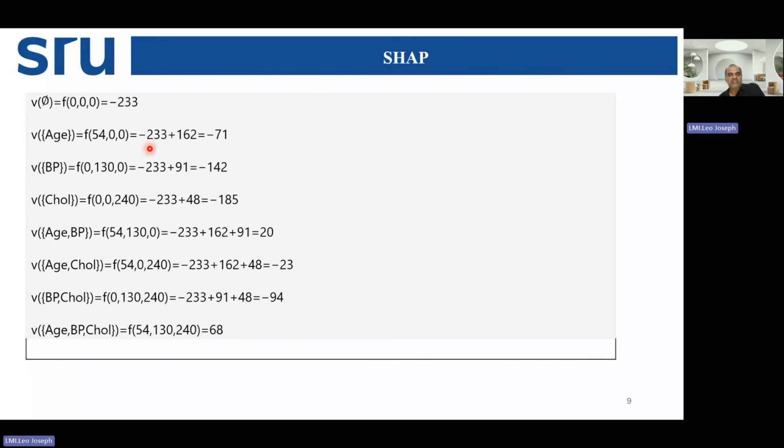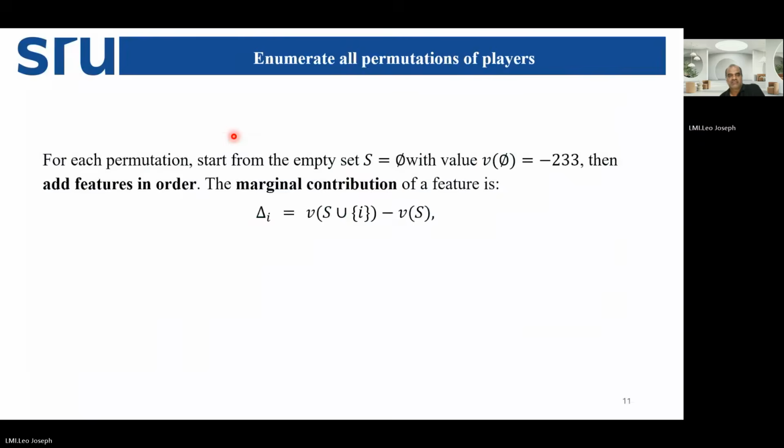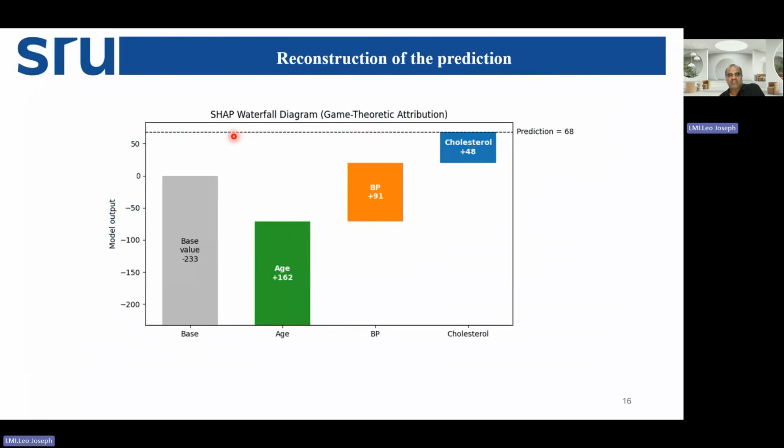Minus 233 plus 162. What happened? Minus 71. Imagine here, minus 71. So that is the graph. From this baseline, it goes up to minus 71. Initially, it is minus 233.